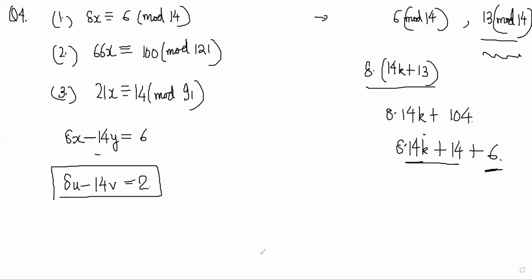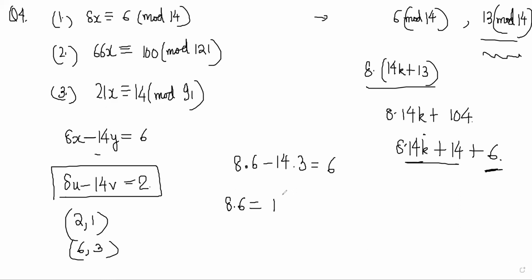If you find the solution for that, it will come as 2 comma 1. 2 comma 1 is the solution of this. But you have to multiply by 3 times, so 6 comma 3. So x should be 6 and y should be 3. Then clearly 6 mod 14 is coming: 8 into 6 minus 14 into 3 is equal to 6. We're getting 8 into 6 is equal to 14 into 3 plus 6. So x should be basically 6 mod 14.